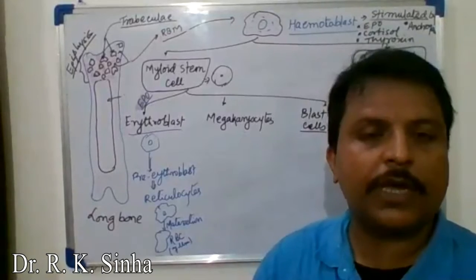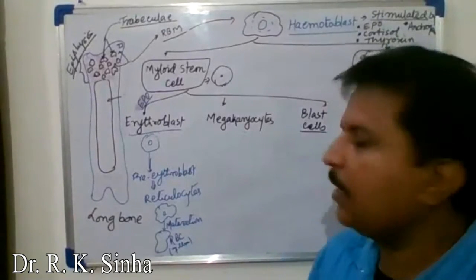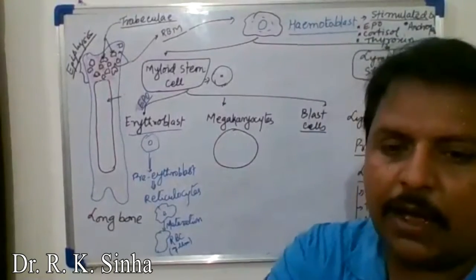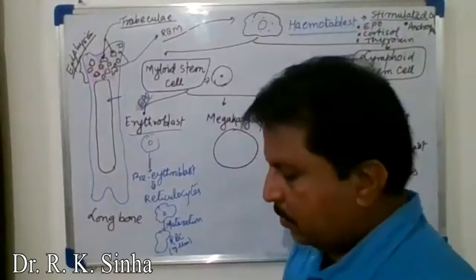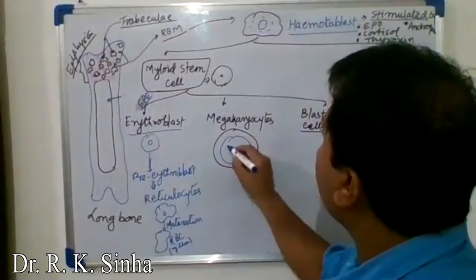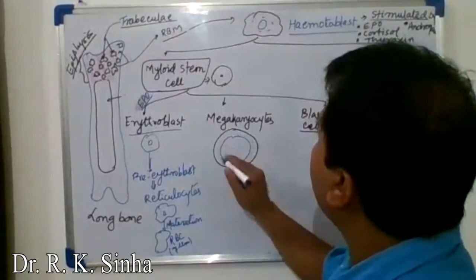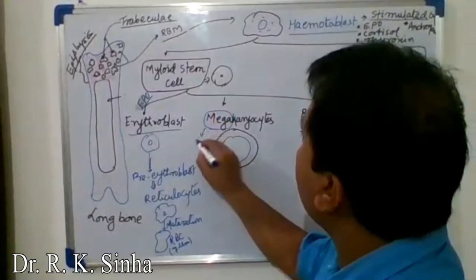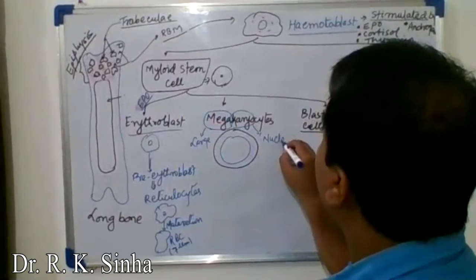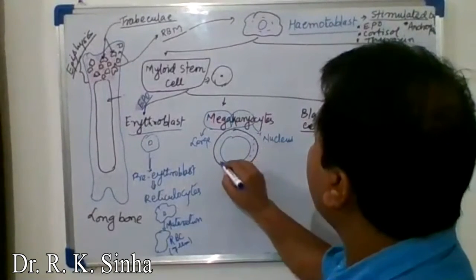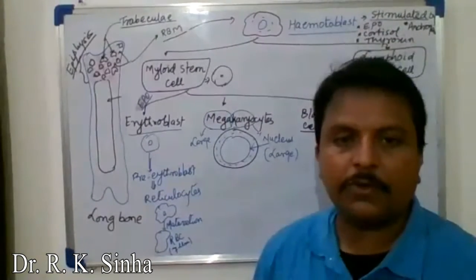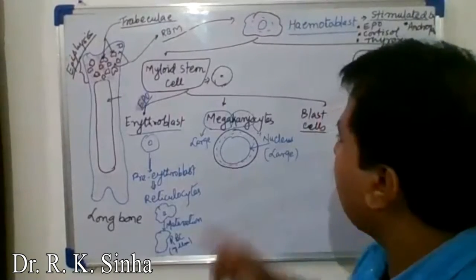Now, this is a cell, megakaryocytes, as the name depicts. Mega means large, and karyon means nucleus. Megakaryocytes means a cell having a large nucleus. In this megakaryocyte the nucleus will be very large. So what will happen in this megakaryocyte?